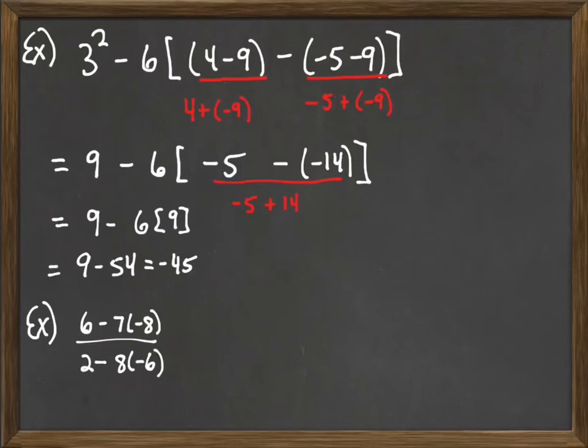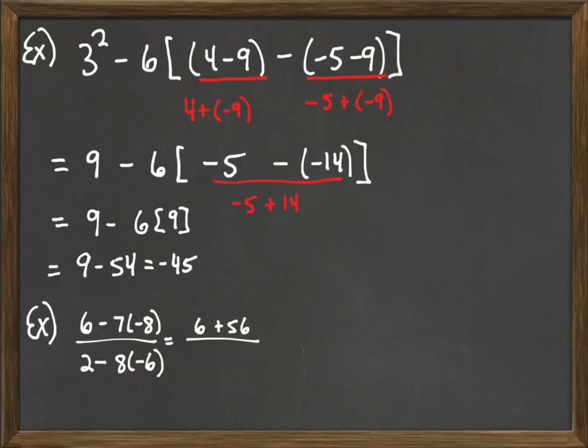Let's consider another example. This time we have a fraction. Remember, for a fraction, we can't go through and start canceling stuff out. That doesn't work. We have to simplify the top, simplify the bottom first. So towards that end, I have 6 minus 7 times a negative 8. So I'm going to use that trick here and think of that as negative 7 times negative 8, which will be positive 56. So I have 6 plus positive 56.